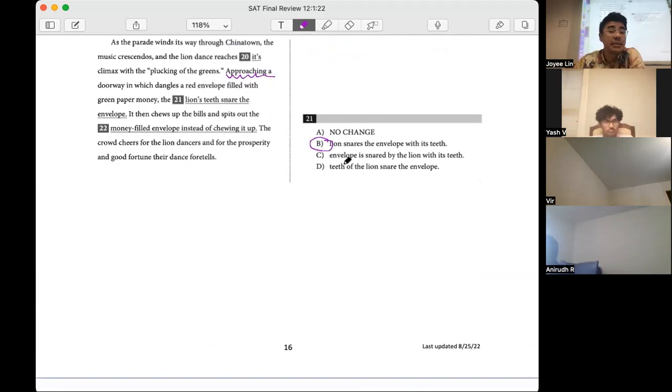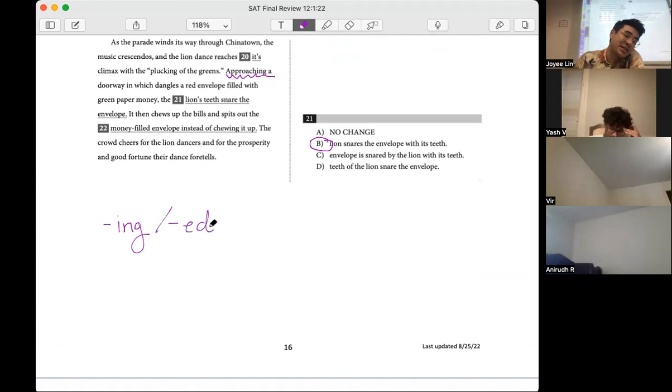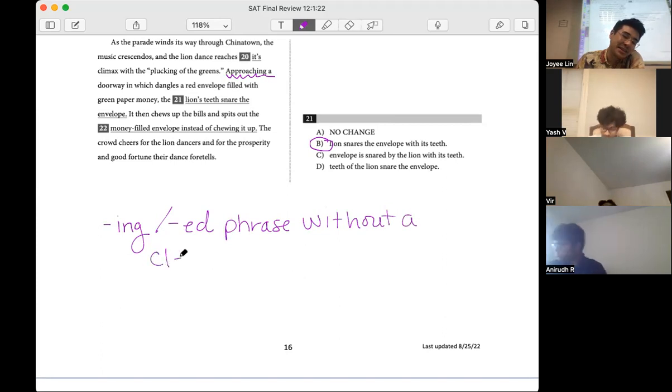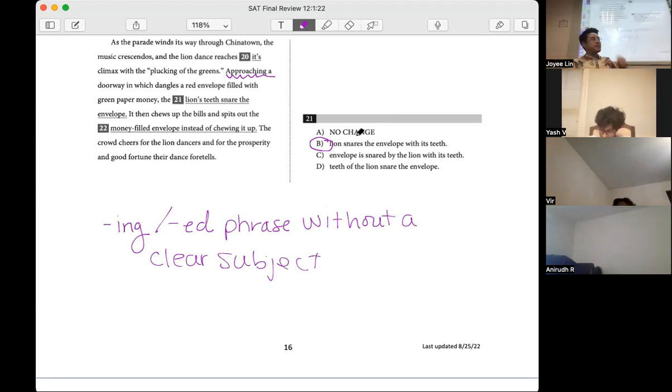So what indicates a dangling modifier question again? Usually an ing or ed phrase, right? Dotted, dangling, painted. And then usually the ing or ed phrase without a clear subject. And then what about the answers? What makes the answers indicate that it's a dangling modifier? They're similar, but in different order, right? Similar answers all switched around.